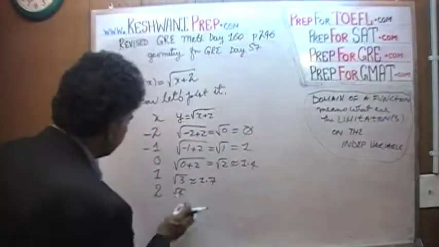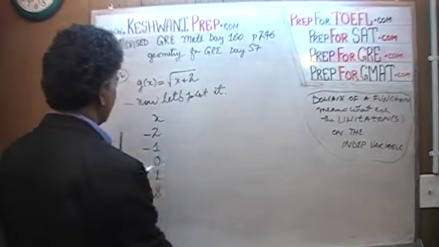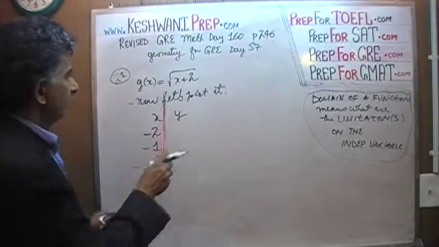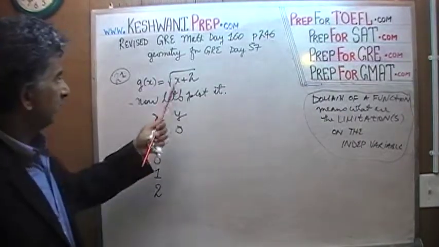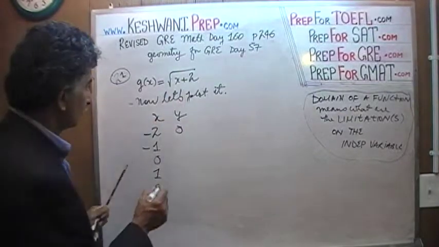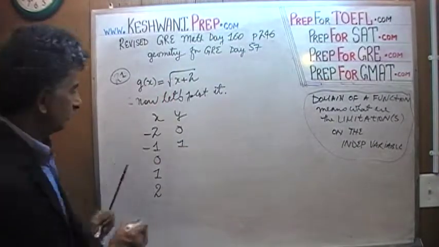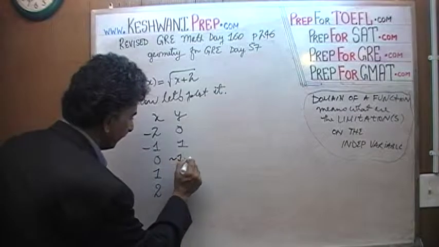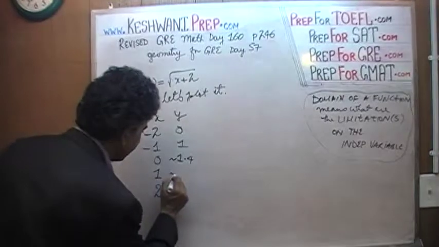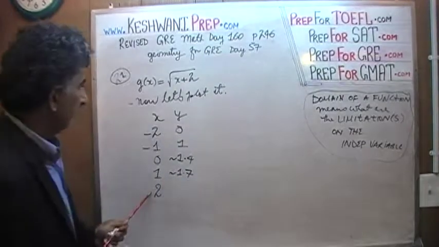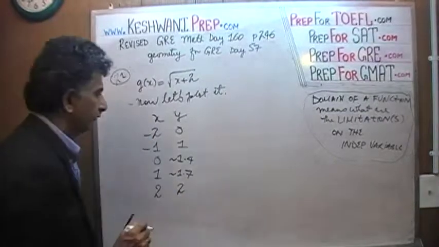Which equals 2. That's it. I'm going to rewrite all of this instead of writing the baby way. Y equals, when x is -2, -2 plus 2 is 0, so y is 0. When x is -1, -1 plus 2 is 1, the square root of 1 is 1. When x is 0, y is the square root of 2, which is approximately 1.4. When x is 1, 1 plus 2 is 3, the square root of 3 is approximately 1.7. And when x is 2, 2 plus 2 is 4, and the square root of 4 is 2.